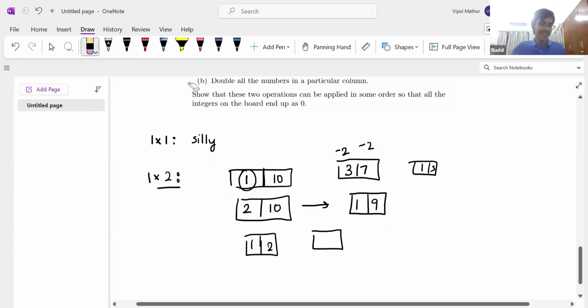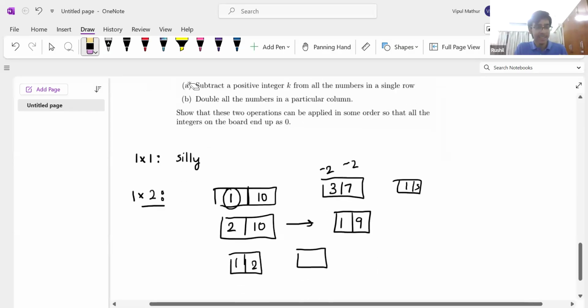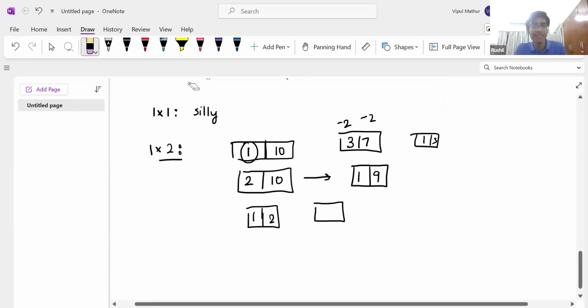So that's already a lot of non-trivial stuff we did here. The problem was asking us to do this for general m cross n, but even solving it for a 1 cross 2 was not trivial. It took us a little bit of effort.